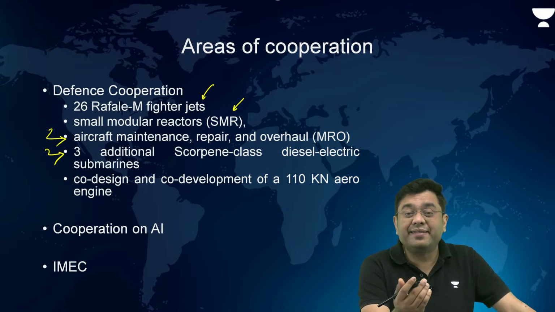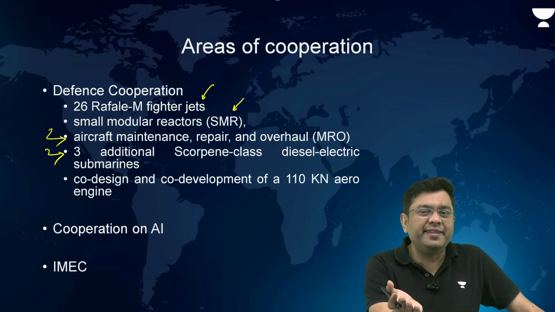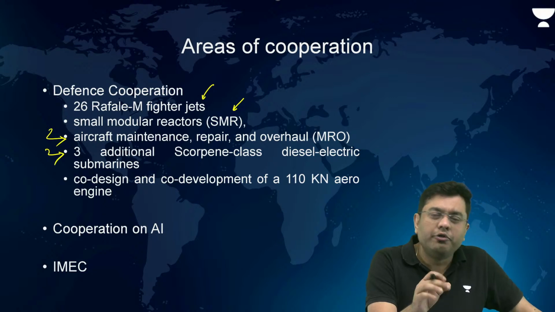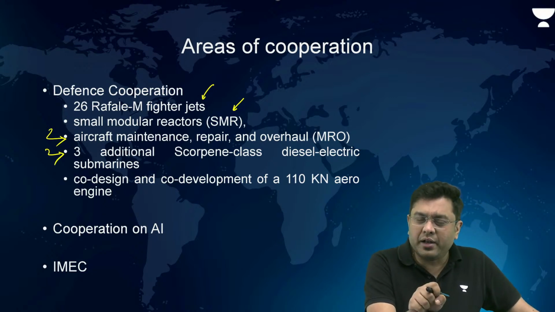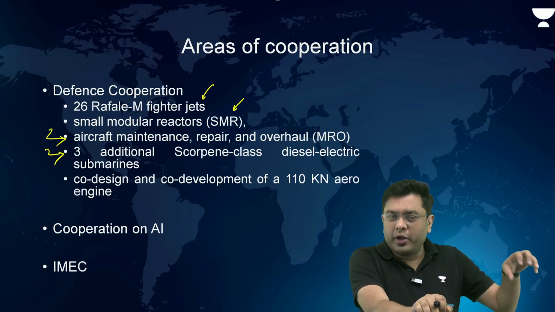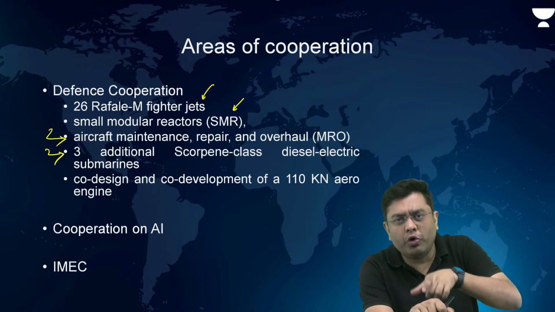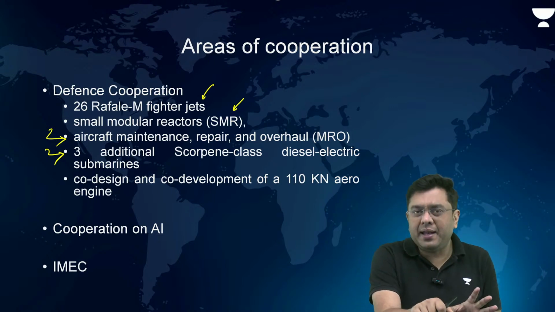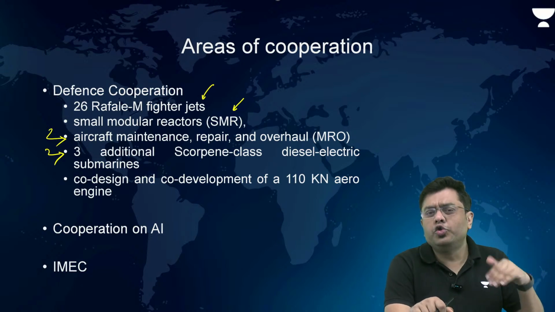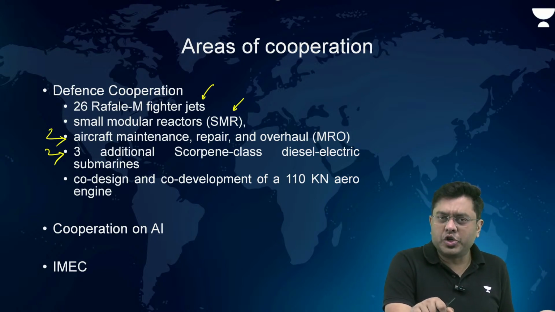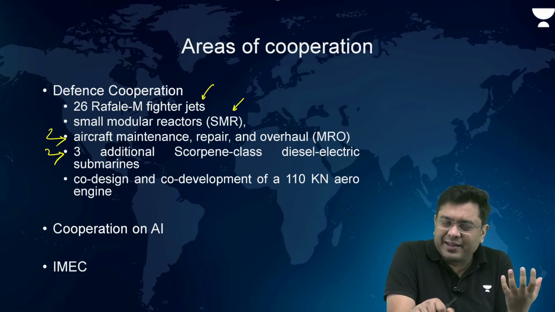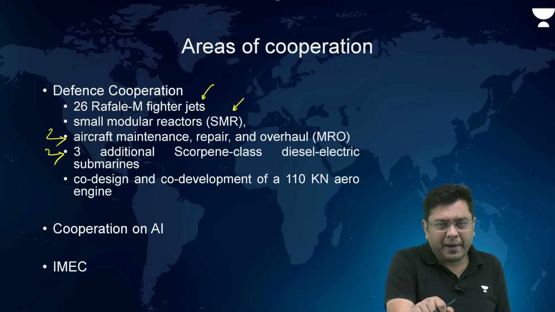Now India has gone for a change in its naval strategy recently, where rather than acquiring a new aircraft carrier, India has gone ahead with the decision to acquire 3 more Scorpion class submarines to be made in India, obviously with the inclusion of air independent propulsion technology. So that is something where France is our partner.